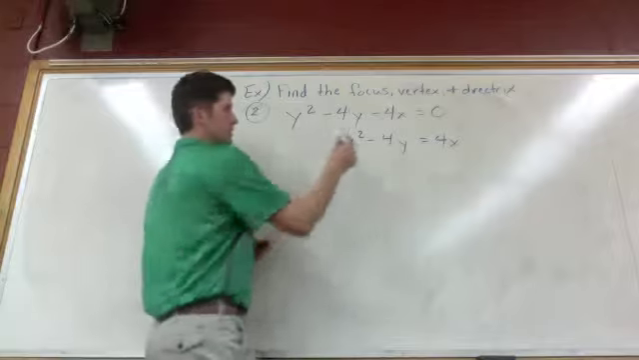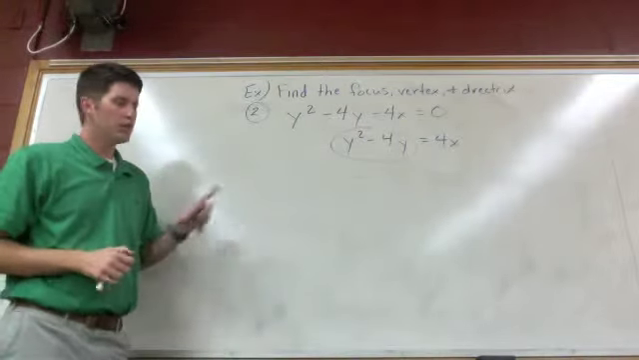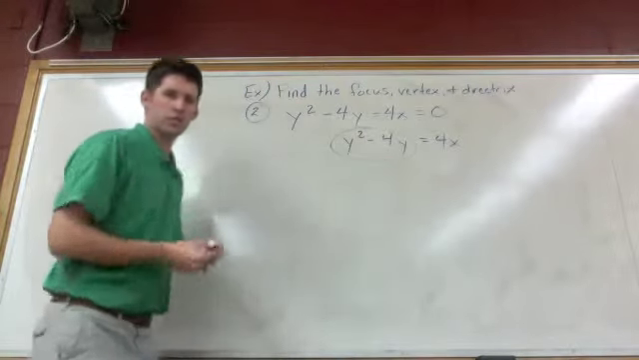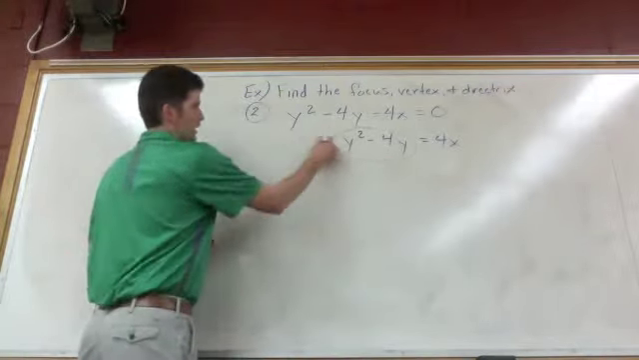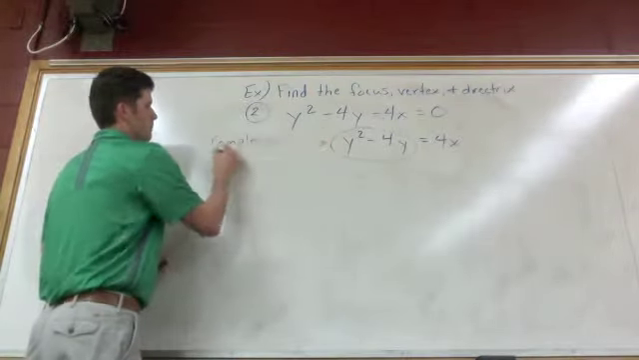Now, you'll notice it's this expression right here that we've got on the left-hand side, that expression that says y squared minus 4y. Really, this is the expression that we want to focus on. And I'm just going to add a quick note off to the side here that we need to complete the square.